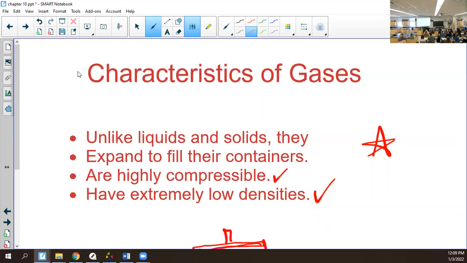So this whole chapter is about gases. Now, sometimes it'll be a reaction where a gas is formed. So it'll seem like that doesn't sound like a gas, but whatever, trust me. So unlike liquids and solids, gases expand to fill their containers. If I remember right, that's like a multiple choice question on this test. You have to know that some weird thing about it is it fills its container.